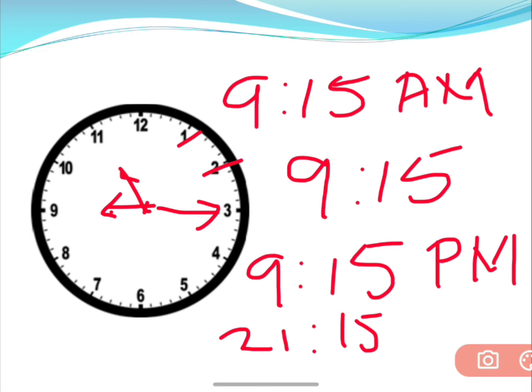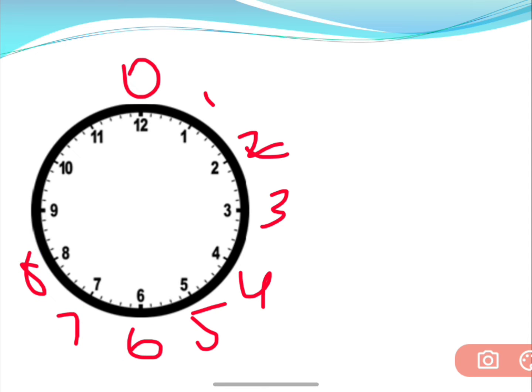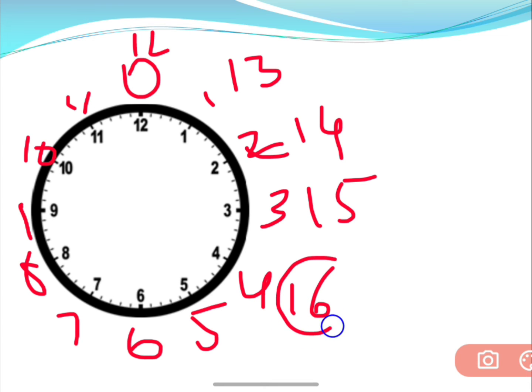But in the 24-hour clock, you don't represent with AM or PM, but you count the time in normal numbers from 0 to 24. So if this is 0 at midnight, this becomes 1, 2, 3, 4, 5, 6, 7, 8, 9 in the morning, 10, 11. And when it is 12, it is 12 in the afternoon. And when it is 1 in the afternoon, that becomes 13, 14, 15, 16. That means 16 is evening, 4 o'clock. 17, 18, 19, 20, 21, 22, 23, 24. So when it reaches 12 again, it is 24.